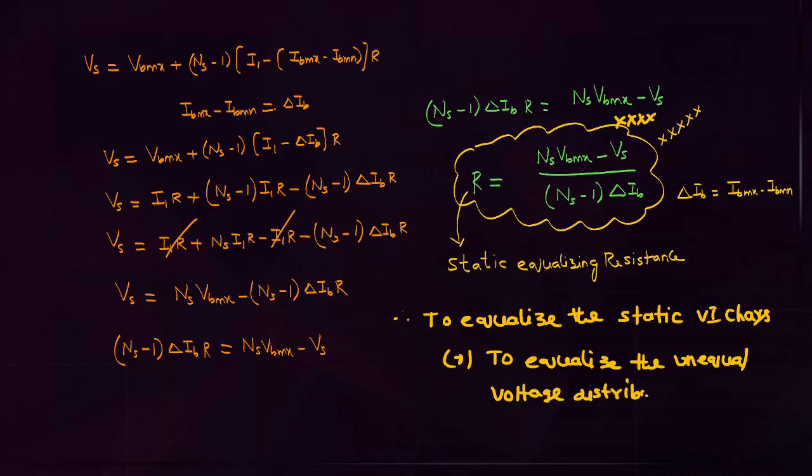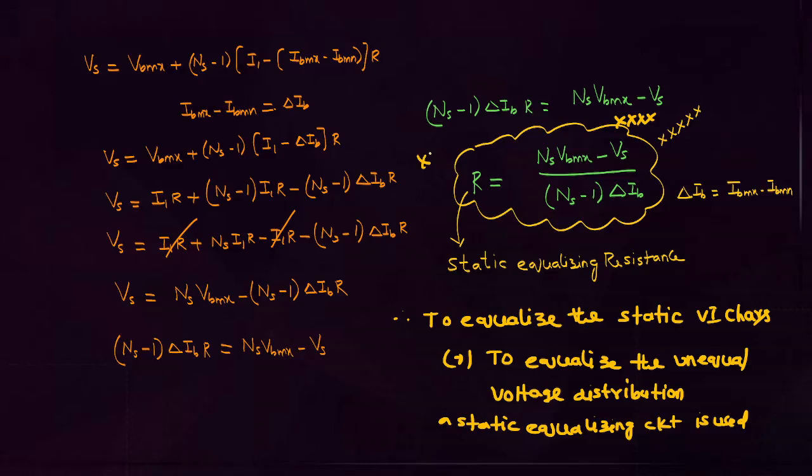Static equalizing circuit. What does this static equalizing circuit consist of, friends? A static equalizing circuit consists of one equal resistance across each SCR.